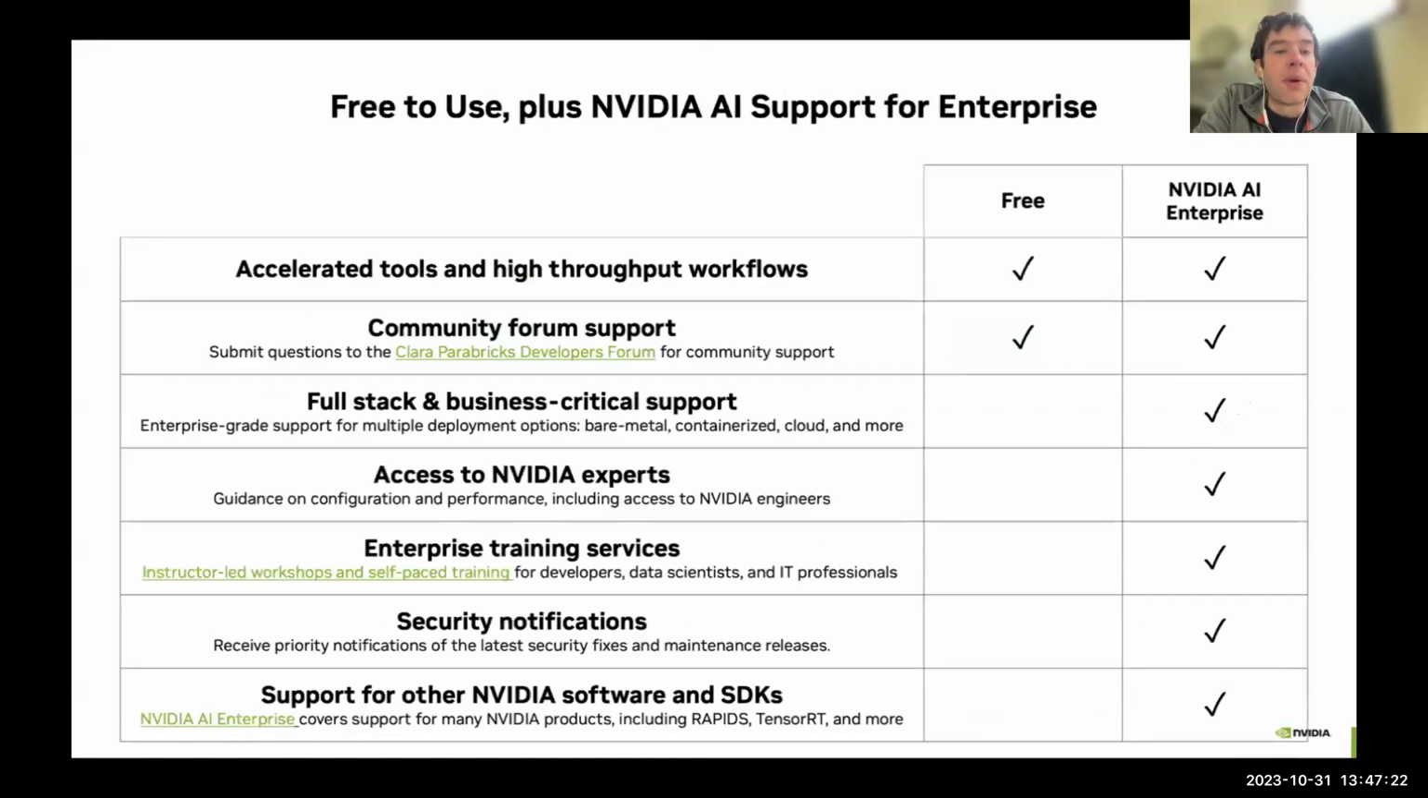We also offer enterprise support with Parabricks. Obviously there's a free version starting with 4.0 where you can download the container and run it. But if for some reason your sequencing center needs guarantees or SLAs for running these tools, we can offer that as well.